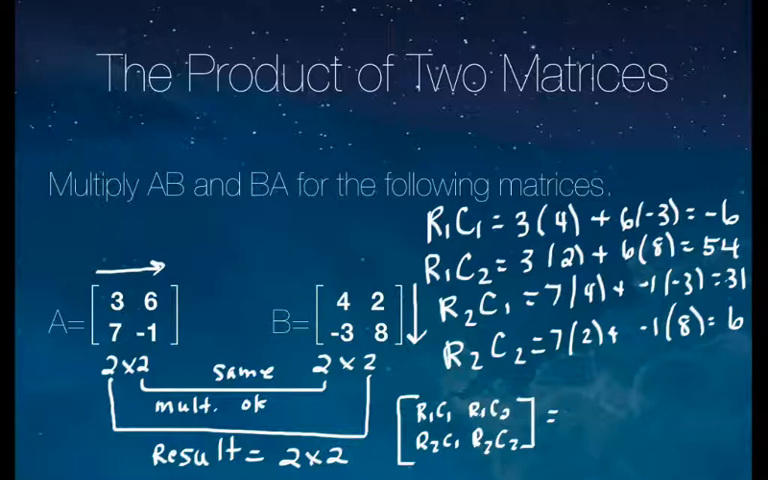Okay? Nothing changes. So my final result would have been negative 6, 54, 31, and 6. As we said earlier, my final result was going to be a 2 by 2 matrix, and you can see that 2 by 2 matrix there. Any questions about how this works out?